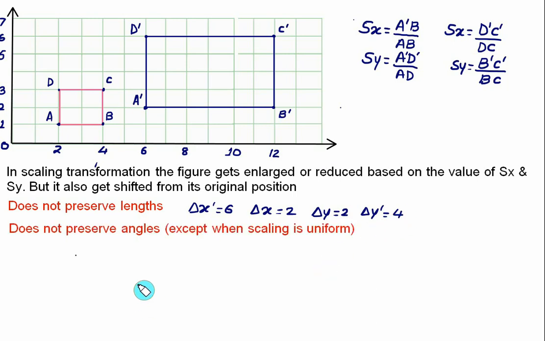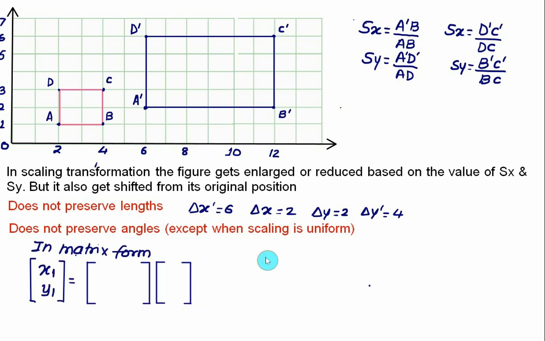The third observation is that it does not preserve the angle either, except when the scaling is uniform. In this case, we don't find any change in the angles, but if you take a different figure, like a rhombus, then you will find the angles have changed if we have different values of Sx and Sy.